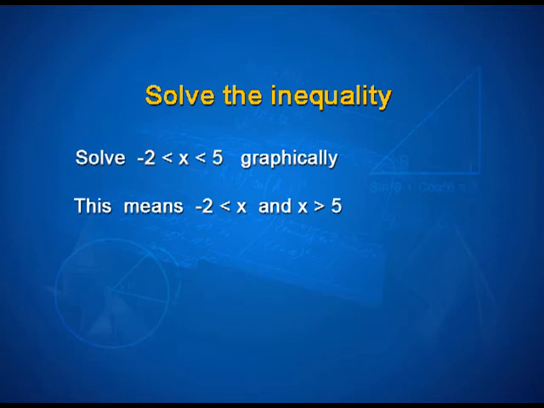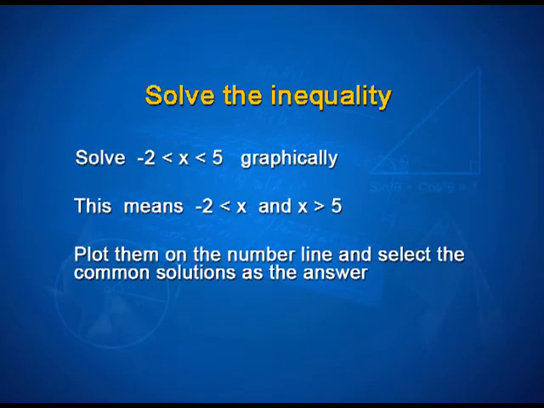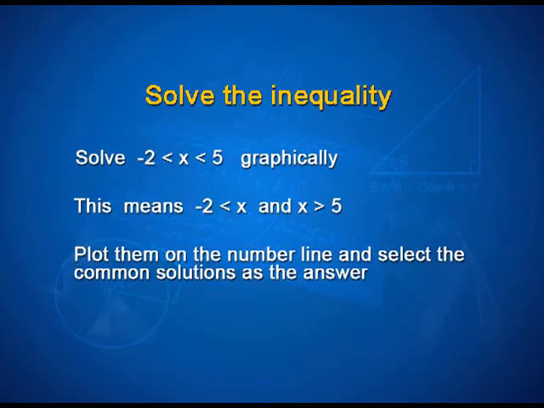Now, let us solve the inequality minus 2 less than x less than 5 graphically. This inequality would mean minus 2 is less than x and x is less than 5. Since we are dealing with these two inequalities together, we will take the common solution of the two inequalities. Let us plot them on the number line and select the common solution as the answer. We have already talked about the plotting of the inequality x greater than minus 2 and the plotting of inequality x less than 5.